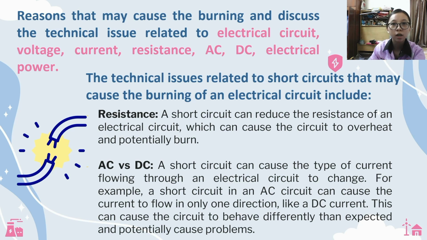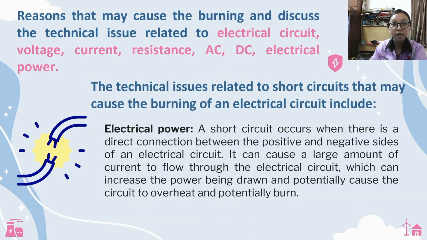A short circuit can cause the type of current flowing through an electrical circuit to change. For example, a short circuit in an AC circuit can cause the current to flow in only one direction like a DC current. This can cause the circuit to behave differently than expected and potentially cause problems. Next, electrical power. A short circuit occurs when there is a direct connection between the positive and negative sides of an electrical circuit.